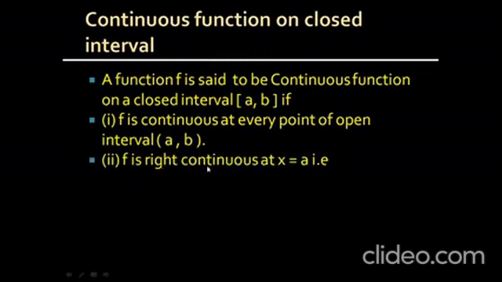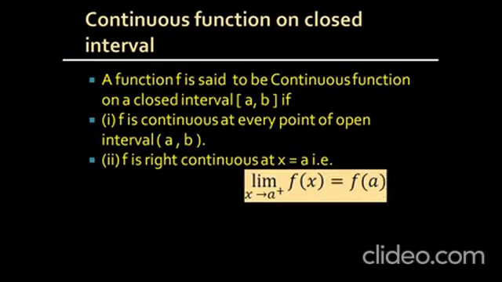F is a right continuous function at x equal to a. Right continuous means it should be slightly more than a. Slightly more than a means we have to write limit x tends to a plus f(x), and for continuity, this value should be equal to f(a).